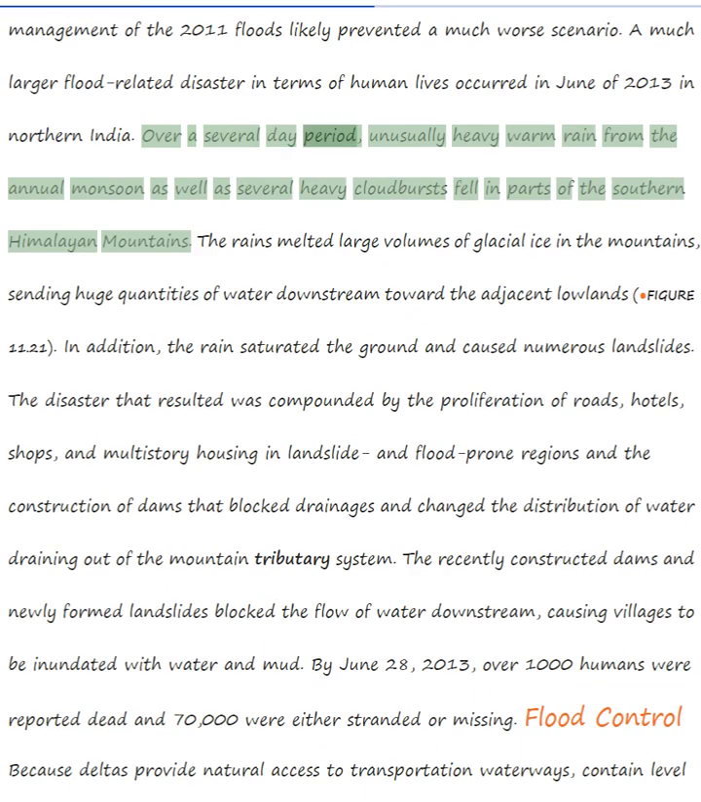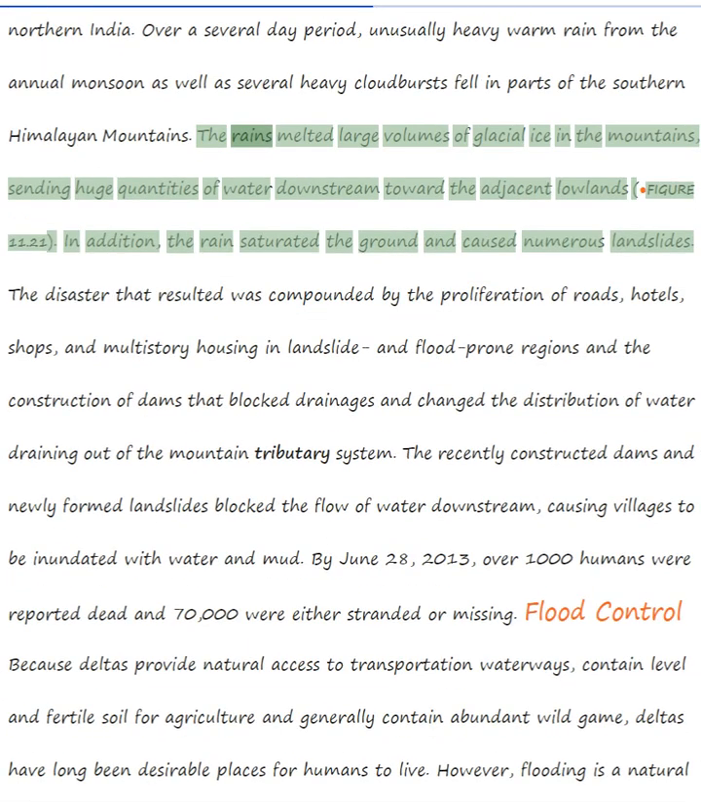Over a several-day period, unusually heavy warm rain from the annual monsoon as well as several heavy cloudbursts fell in parts of the southern Himalayan mountains. The rains melted large volumes of glacial ice in the mountains, sending huge quantities of water downstream toward the adjacent lowlands. In addition, the rain saturated the ground and caused numerous landslides.